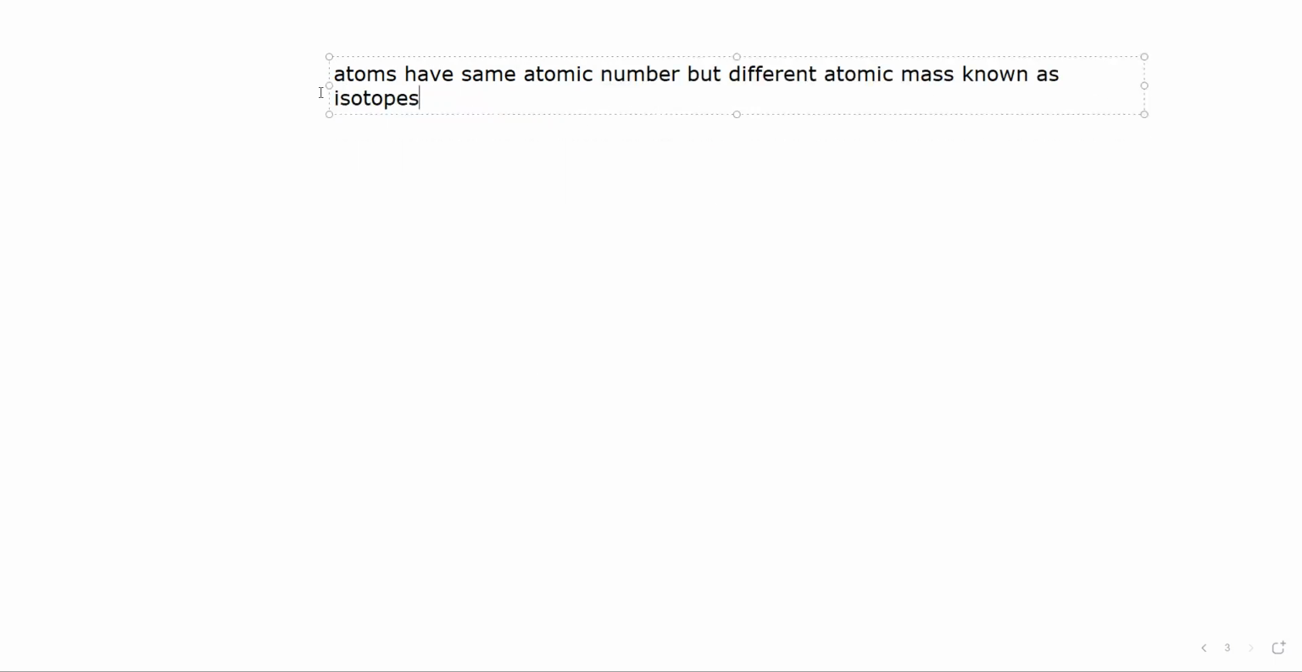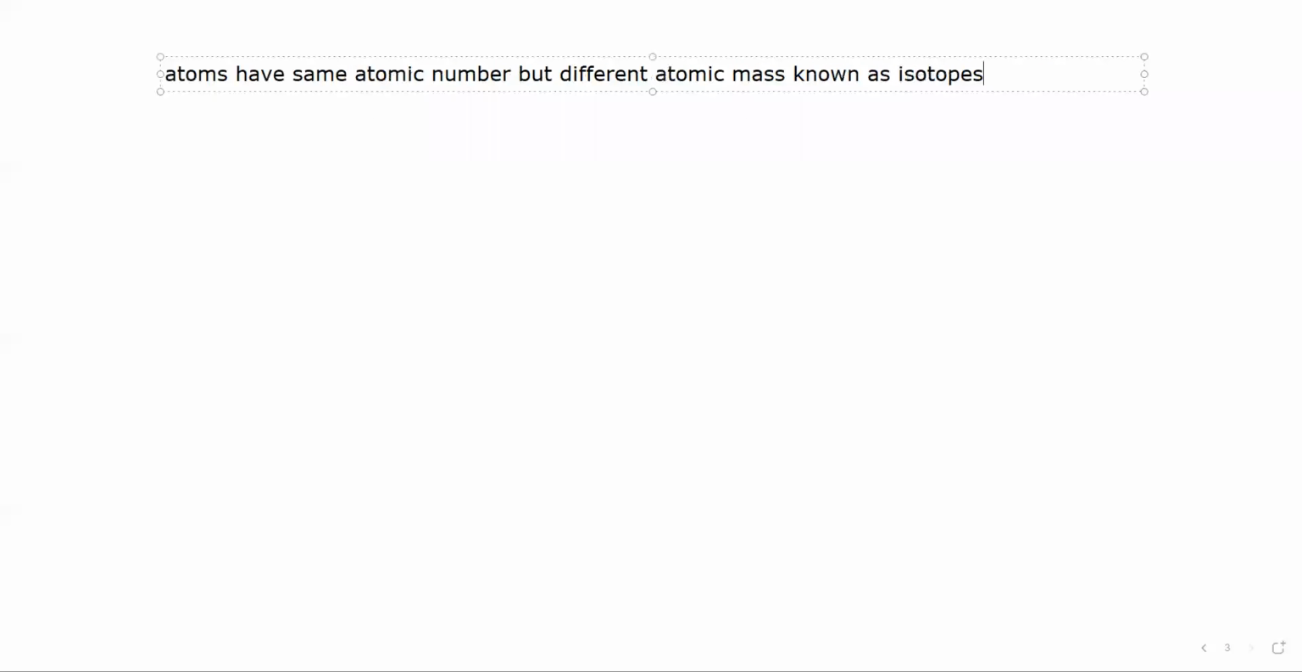But sometimes atoms have the same atomic number but different atomic mass, known as isotopes. So atoms having the same atomic number but different atomic masses, we call them isotopes. For example, if we write for chlorine, there is 17 and 35, and then there is chlorine which is 17 and 37.